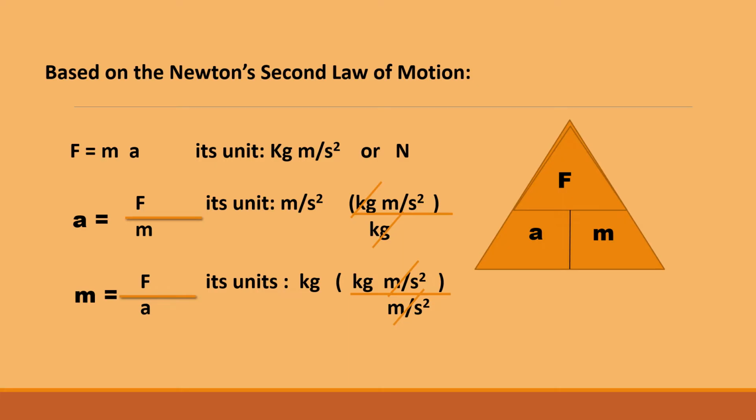We can also summarize the equation into this triangle. So if the force is unknown, we can multiply mass and acceleration. If acceleration is unknown or missing, we can use the formula of force divided by mass. If mass is missing or unknown, we can use the formula of force divided by acceleration.